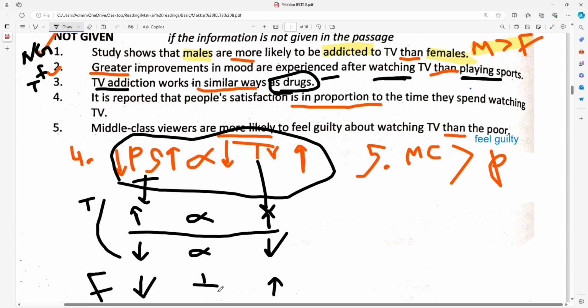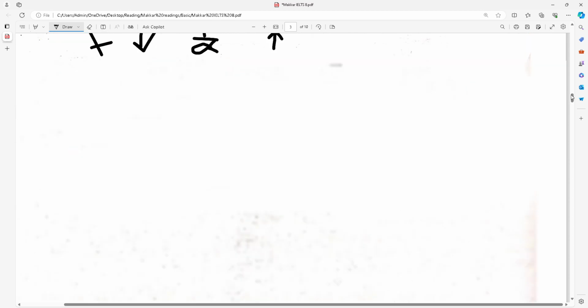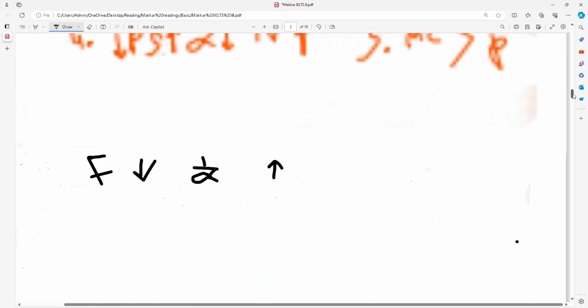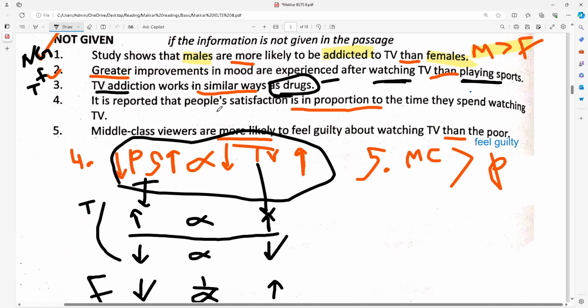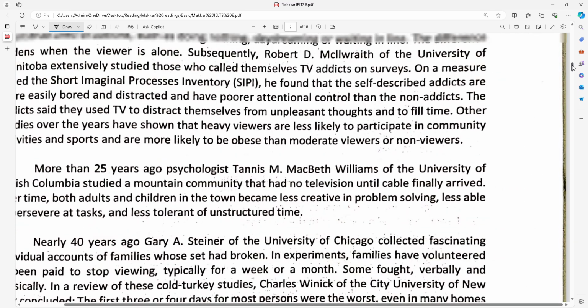However, let's say in mathematical terms, to make it false, it must be inversely proportional. Both of these must have an inversely proportional relationship. Let's see how it is. Let's read quickly. First, let's see where we're going to find its location. So they're talking about time spent watching TV. So let's say people's satisfaction, the main keyword here is the time people spent watching TV. Let's say where they're talking about time people spent watching TV.